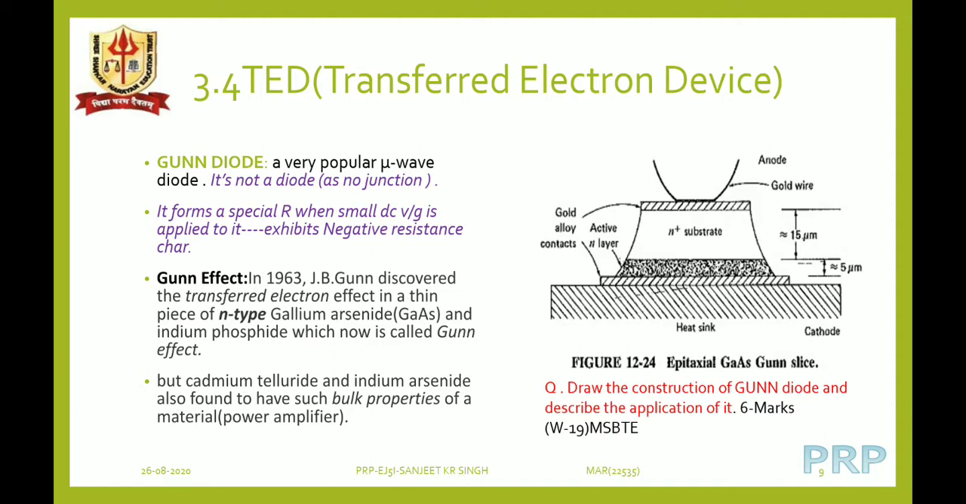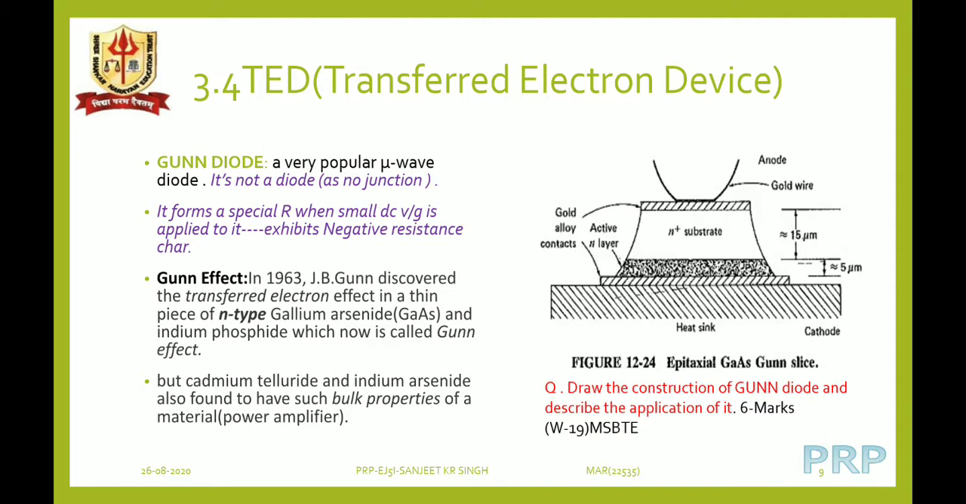In the year 1963, he discovered this effect, the transferred electron effect, in a thin piece of N-type gallium arsenide and indium phosphide. Since it is N-type material, more electrons are there, and hence it is related with electrons rather than with holes. So that effect is called the Gunn effect. That effect was also observed later in cadmium telluride and indium arsenide.